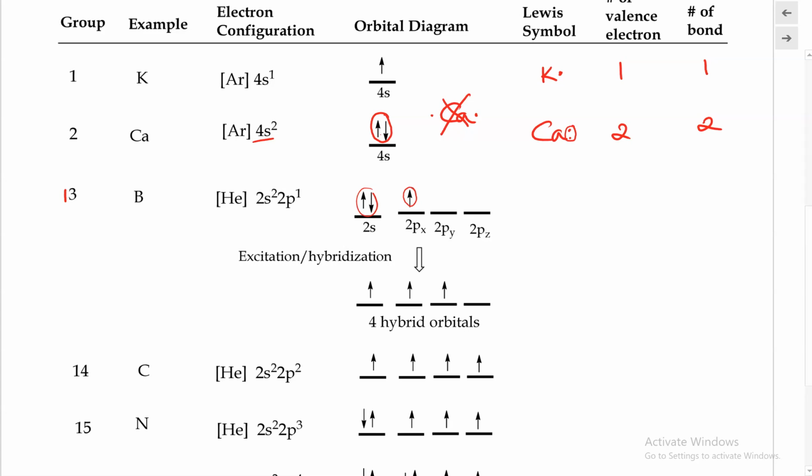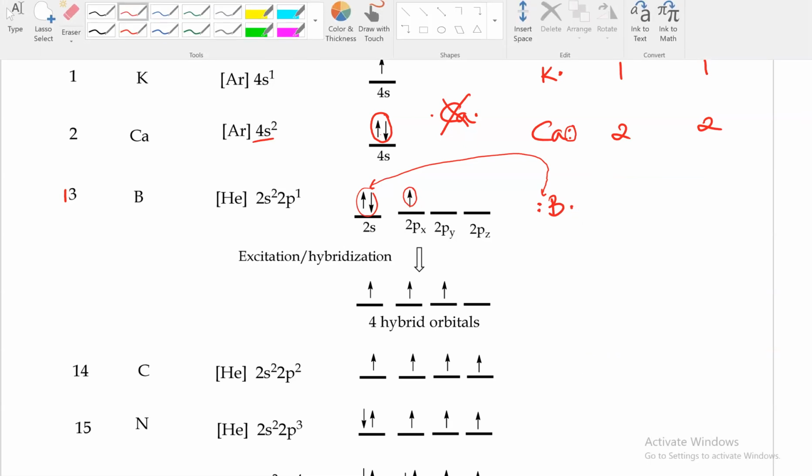But if we were to be writing the little dot symbol of boron, it will be written as follows. Boron, and now we'll be having a pair of electrons. And this pair of electrons right here represents the 2 electrons in this orbital. And now there is another electron in here by itself on a separate orbital. And so therefore we're going to put another one right here. So that's what it will be.